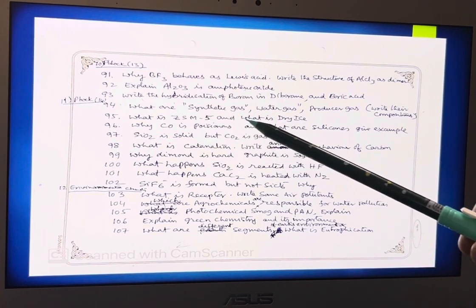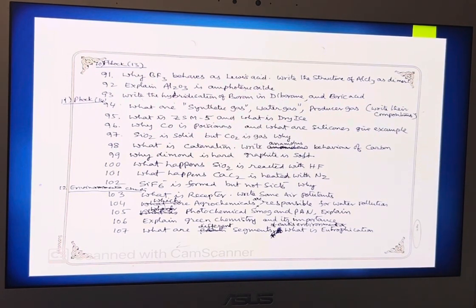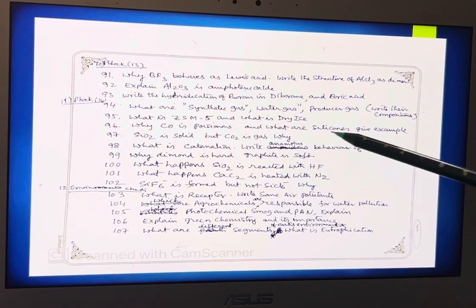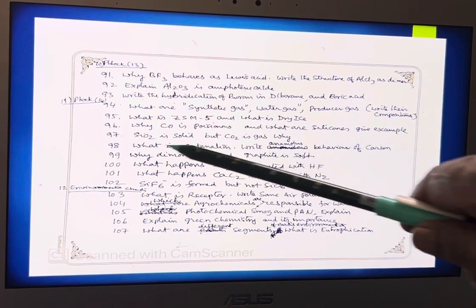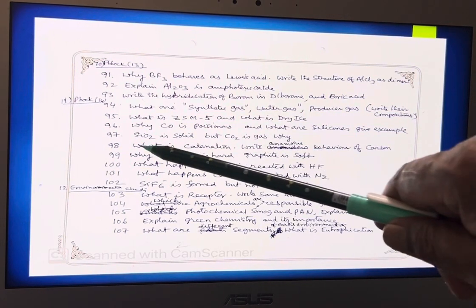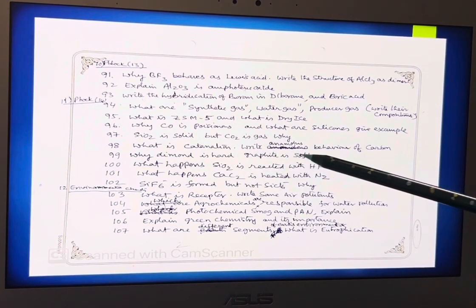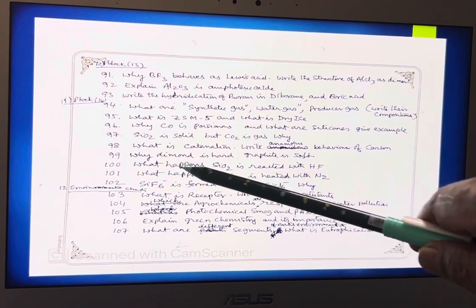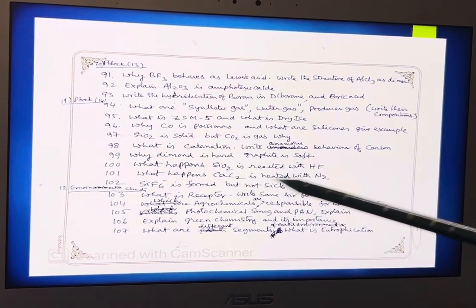What are synthetic gas, water gas, producer gas? Write their compositions. Why is CO poisonous? And what are silicones? Give examples. SiO2 is solid, but CO2 is gas. Why? What is catenation? Write anomalous behavior of carbon. Why is diamond hard and graphite soft?